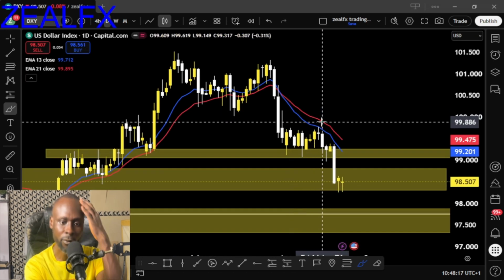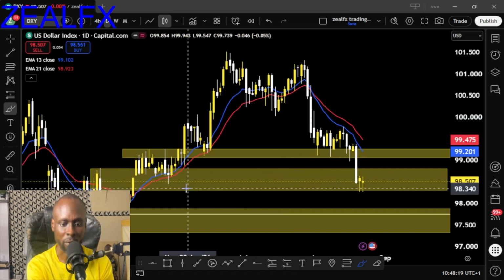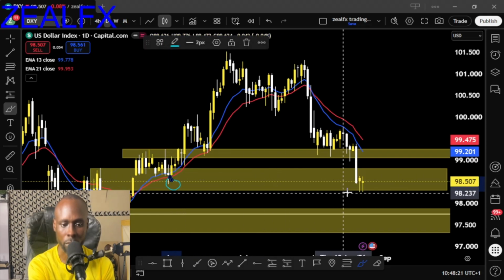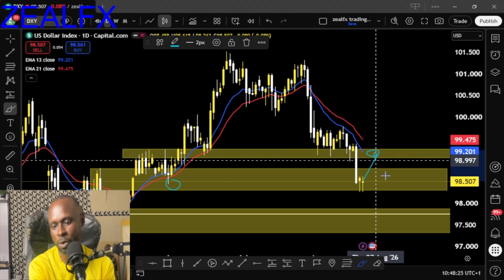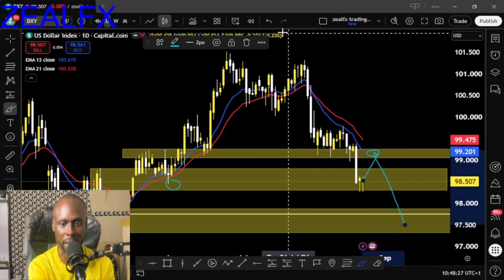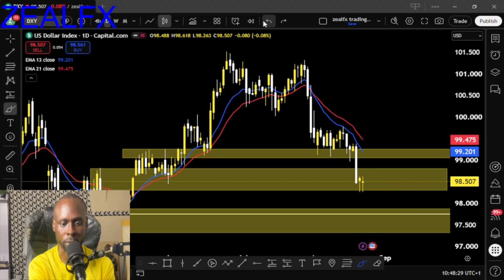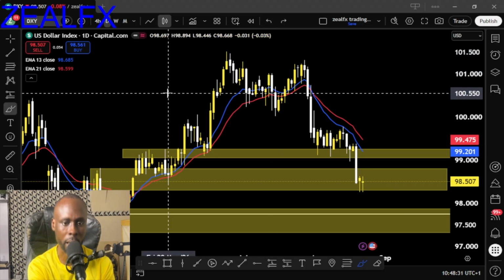On the daily time frame, you can clearly see that we currently have price on this support. So we need price to push to this resistance for us to start looking for a possible selling opportunity for price to the downside, guys. So this is what we're expecting this week on the dollar index.